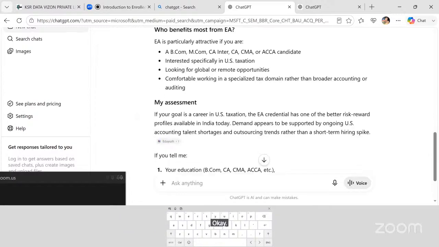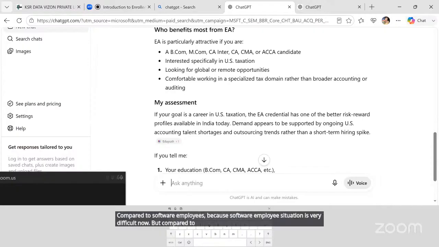And in the long run, US opportunities are also there, sir, compared to software employees, because the software employee situation is very difficult now. Compared to them, these people can work globally. They can work for the American market directly, and they can move there also. They can get jobs easily.